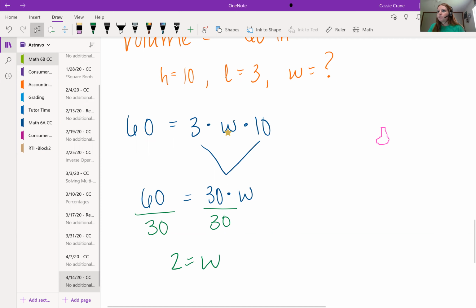So that's another example of problems that you're going to see in the volume lesson, where you're solving for one of the measurements.